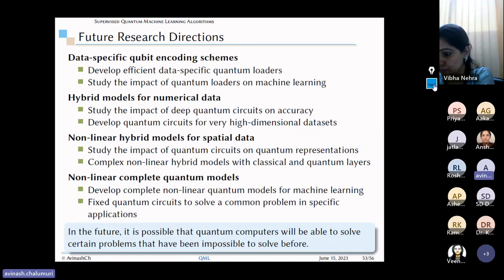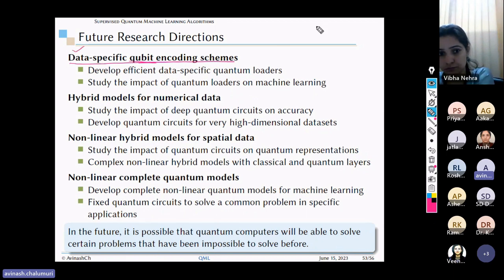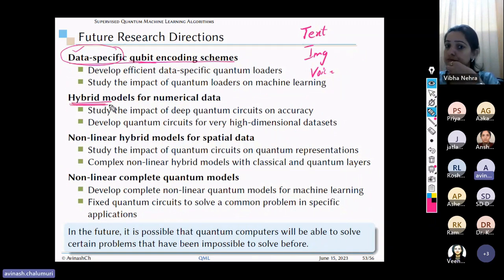Coming to the future research directions, specifically for the work I have done, you can come up with qubit encoding schemes which are data specific. You cannot do the same thing for text. You cannot use the same circuit for images, or for voice data. So you should develop data-specific qubit encoding schemes. And there are no hybrid models existing for numerical data. You can also do a study and observe the impact of deep quantum circuits on that.